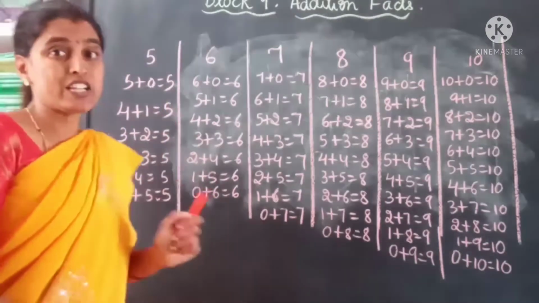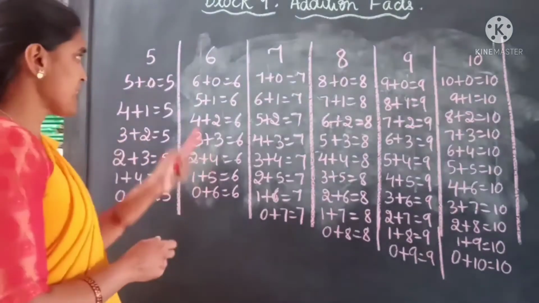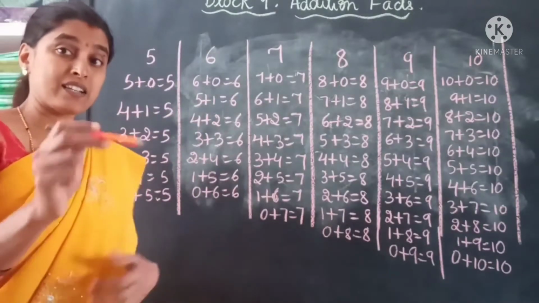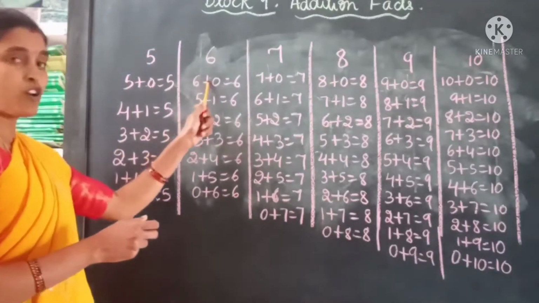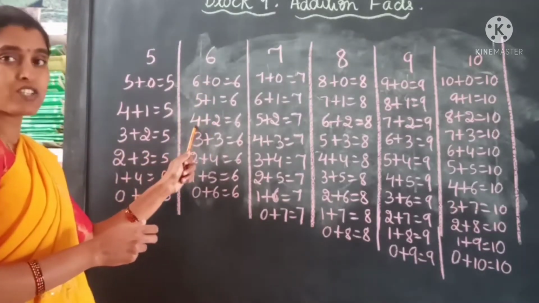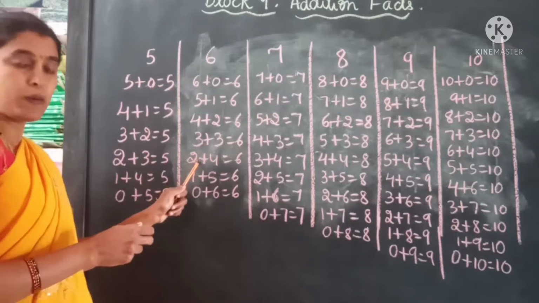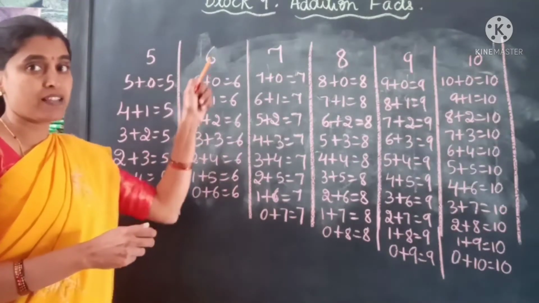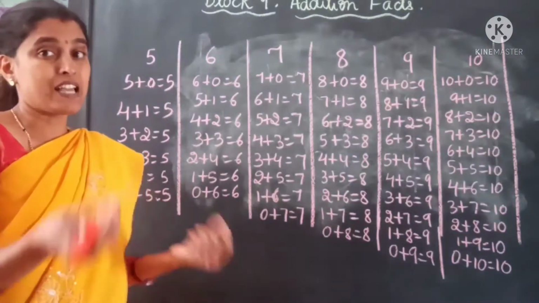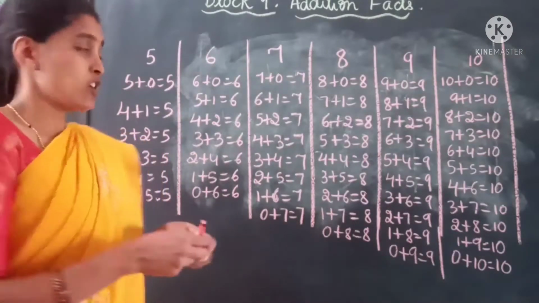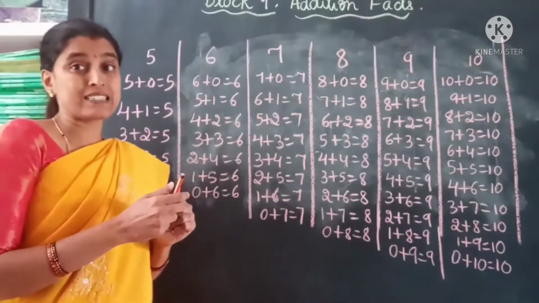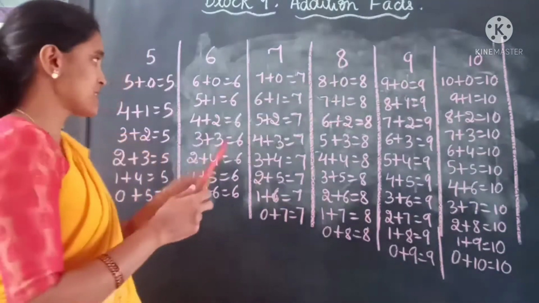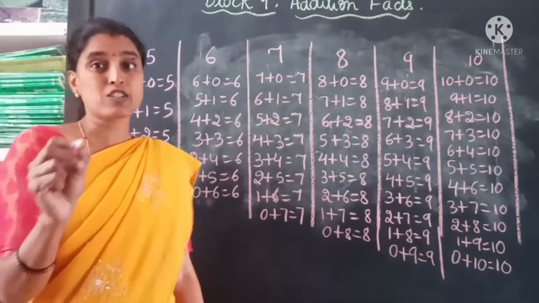Now let us see the addition facts of 6. Which are the numbers if we add to get the answer? Let us see. 6 plus 0, 5 plus 1, 4 plus 2, 3 plus 3, 2 plus 4, 1 plus 5 and 0 plus 6. So if we add these numbers, we will get the same answer, that is 6. Here also all these addition sentences are adding up to the same number, that is 6. So these are nothing but the addition facts of 6.